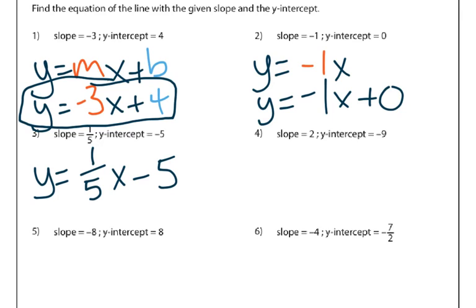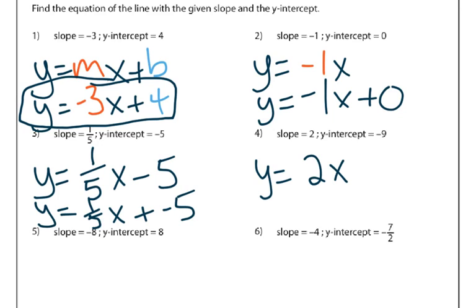Notice that in number 3, the y-intercept is negative. So the equation is y equals 1/5 x minus 5, or you could have written it y equals 1/5 x plus -5, and that would have been fine. Both of those are the same thing. Most people just write -5, but if you want to write plus -5, then there's nothing wrong with that. Number 4 is y equals 2x, and I'm just going to go ahead and write -9. But again, you could have written y equals 2x plus -9.